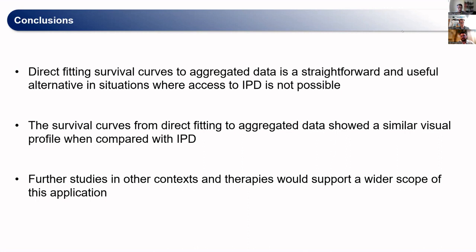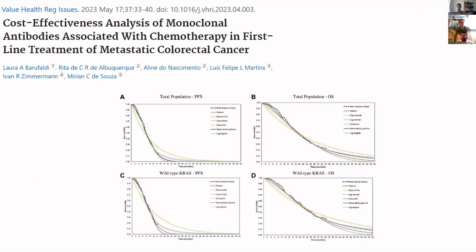We also have some caveats, like problems with dealing with censoring. We are not dealing with censoring here. We are only getting the behavior of the curve, but we are not putting any weight on censoring. This could be a very important limitation of the method.